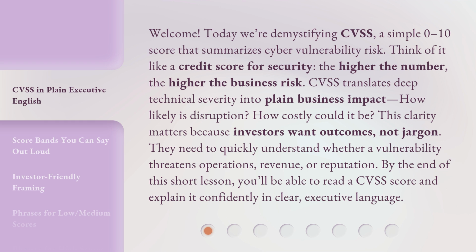This clarity matters because investors want outcomes, not jargon. They need to quickly understand whether a vulnerability threatens operations, revenue, or reputation. By the end of this short lesson, you'll be able to read a CVSS score and explain it confidently in clear, executive language.